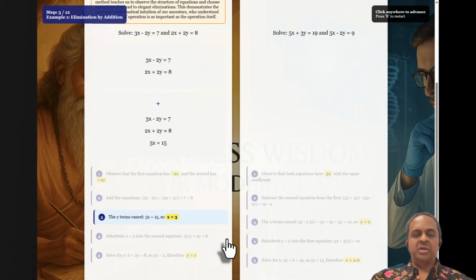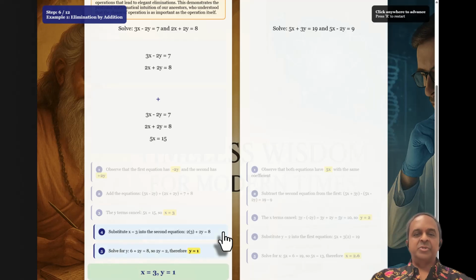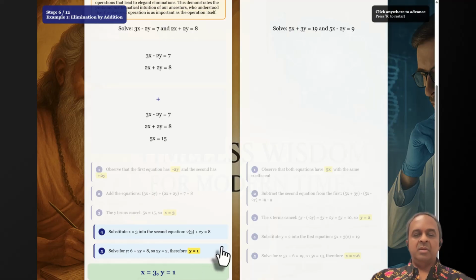See how quickly you got the value of x. Now it's pretty straightforward, right? You just do the substitution. So substitute x equal to 3 into the second equation, whichever equation you want. If you do the second equation, that's 6 plus 2y equal to 8, right? You take the 6 to the other side, so 2y equal to 2, so y equal to 1. So you quickly solved the equations: x equal to 3 and y equal to 1.